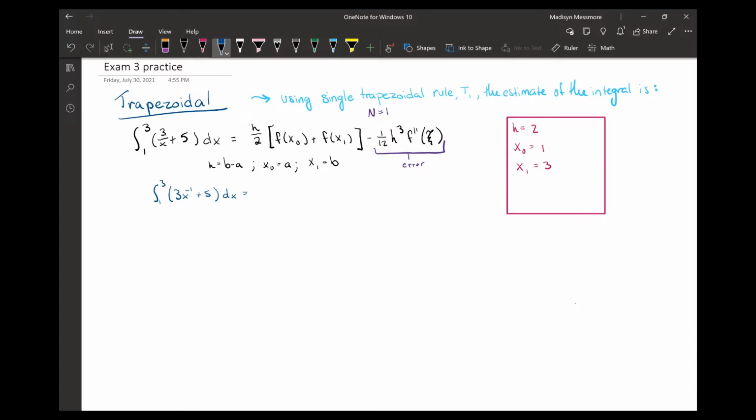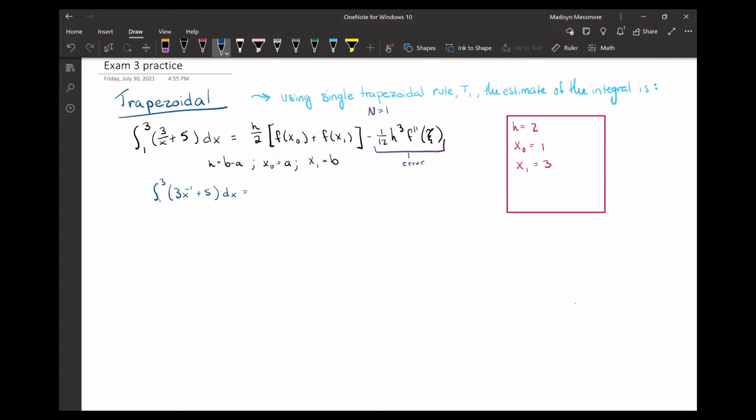So back over here, h over 2 is 2 over 2 times f of x sub naught, which is f of 1, plus f of 3. Plug in 1 for this, that's 3 plus 5, which is 8. Plug in 3, 1 plus 5, which is 6. And it should equal 14, I think. Pretty sure. Yeah. And that's that.